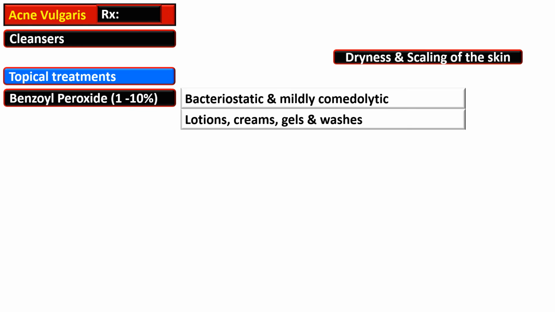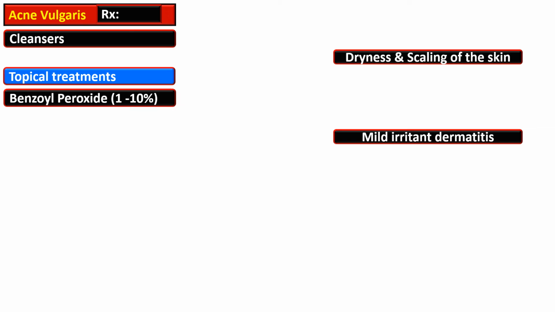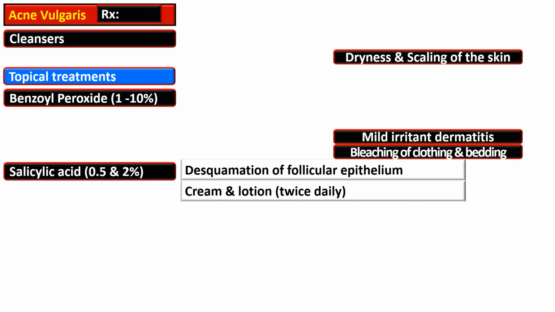For dry and sensitive skin, prescribe creams, and for oily skin, use solutions or gels. For combination skin and hair-bearing areas, lotions are well tolerated. Benzoyl peroxide is mildly irritant, so it results in mild irritant dermatitis and also results in bleaching of clothing and bedding. Salicylic acid is available in 0.5% and 2% formulations, and it results in desquamation of the follicular epithelium. It is also available in cream and lotion, and is applied twice daily.